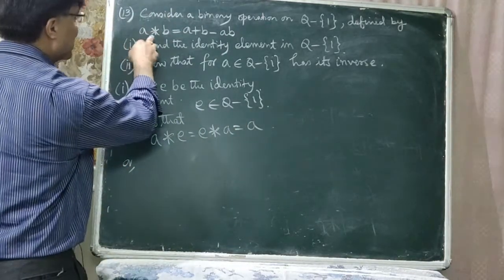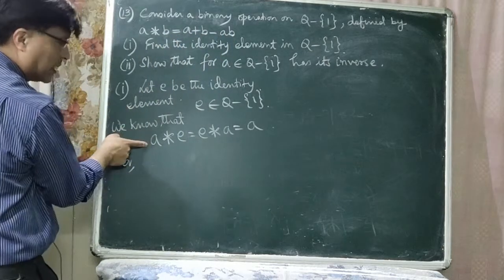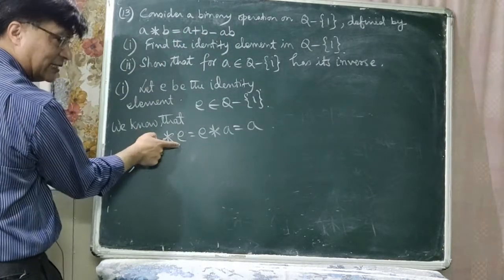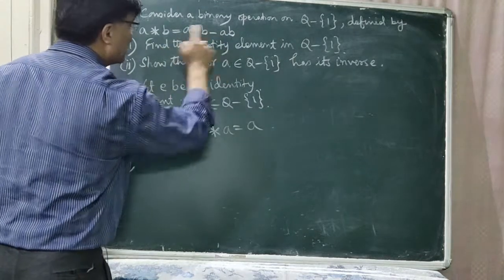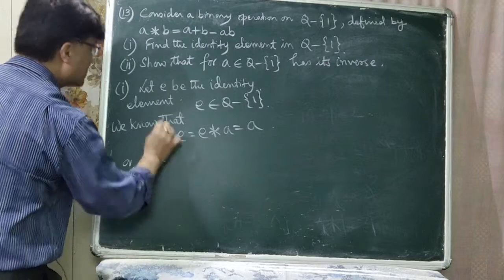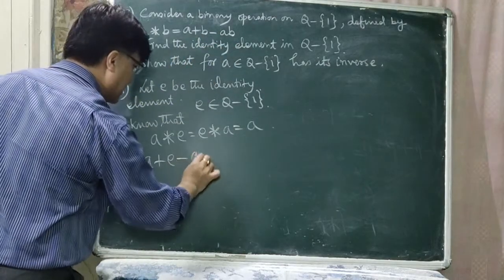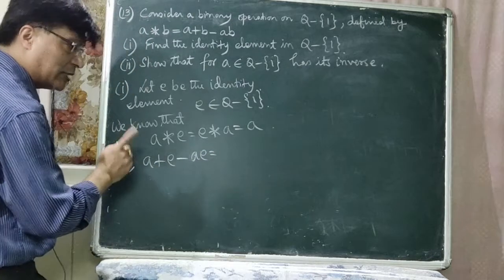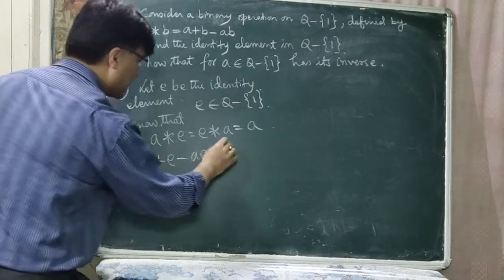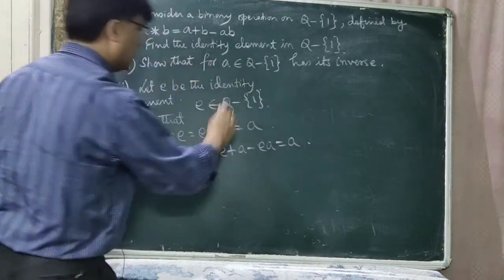Now this A star B is defined as A plus B minus AB. Instead of A there is A, instead of B there is E. Okay, so how will you write down this right hand side? Now A is there, A is here, A plus B means E minus AB means AE is equal to, similarly what is E star A? It is E plus A minus EA is equal to A.